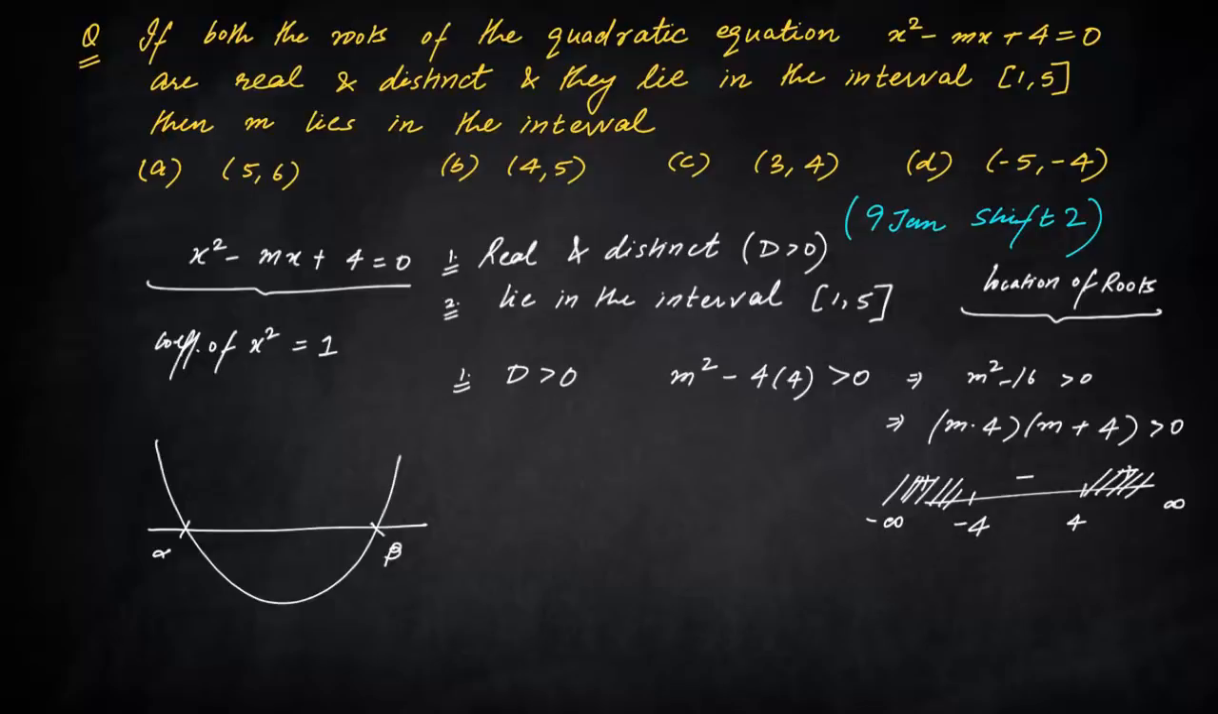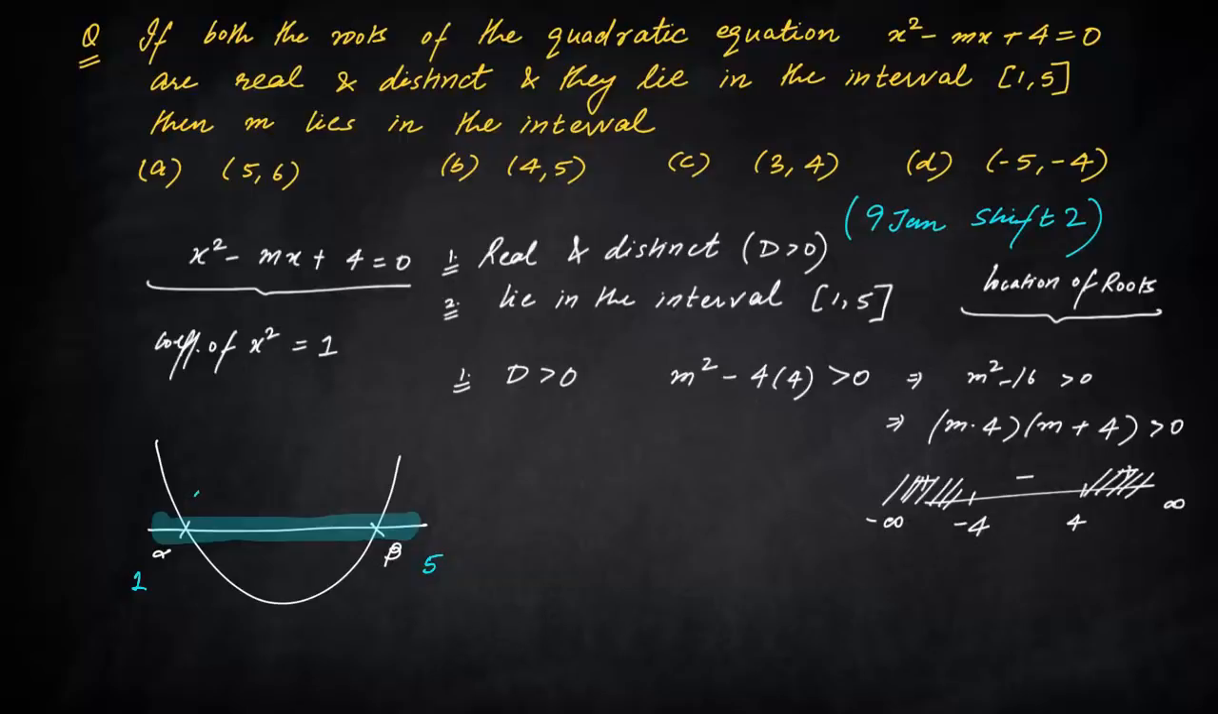Roots should lie in the interval 1 to 5. So now let's change the pen. What will happen now? This range of alpha to beta, right? You can start it from here, but the roots will lie between 1 and 5. That means 1 could be here and the 5 could be here. That's what you have to do. The roots should lie in the interval 1 to 5.